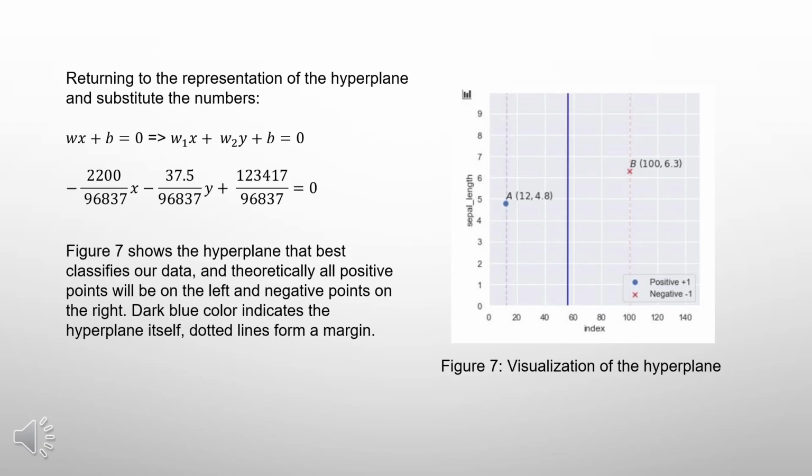Returning to the representation of the hyperplane and substituting the numbers. Figure 7 shows the hyperplane that best classifies our data, and theoretically all positive points will be on the left and negative points on the right. Dark blue color indicates the hyperplane itself. Dotted lines form a margin. Figure 7. Visualization of the hyperplane.